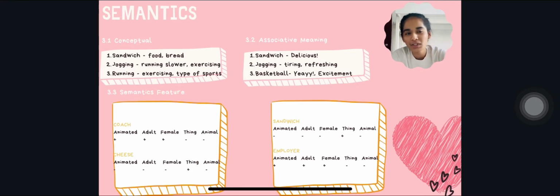So moving on to the next subtopic, which is semantic features. So I would say semantic features actually help us to understand the nature of language.